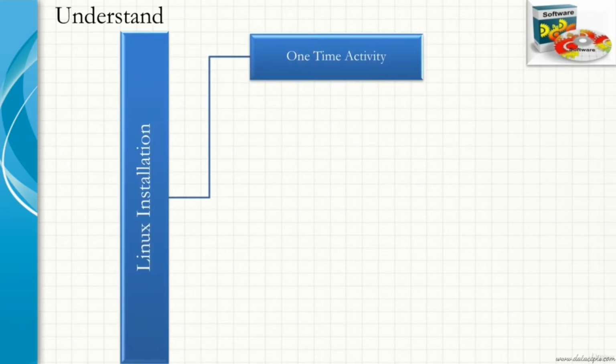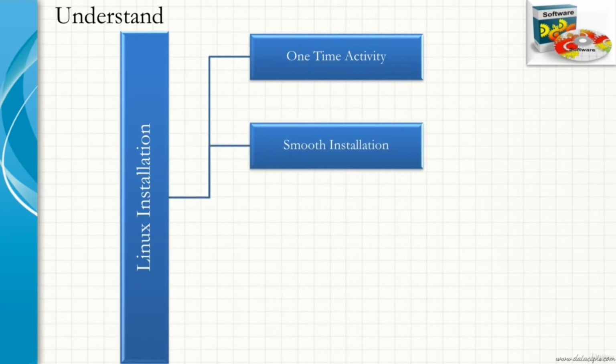Let us understand a couple of points about the Linux installation. First one being, it's a one-time activity. That is, once the installation is complete, we are not going to install it again for the same purpose. Smooth installation. It is very important that the installation should go smooth without any glitches, so that there won't be any issues at a later stage, and also it gives us a level of confidence that everything is installed properly.